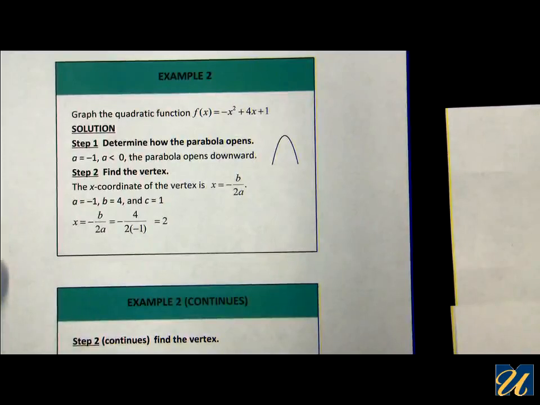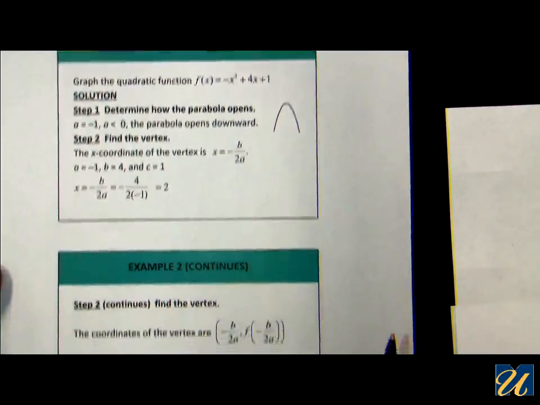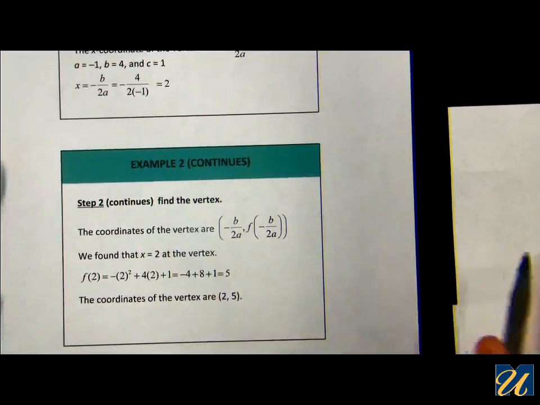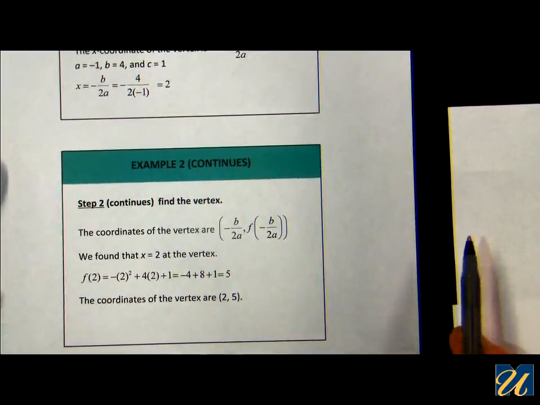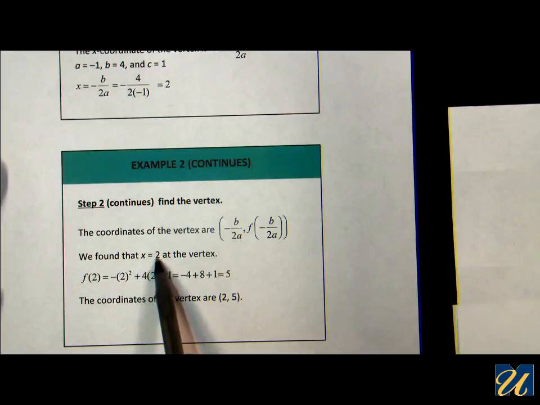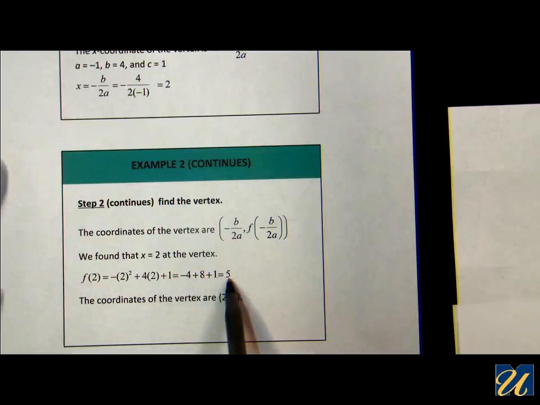Now we need to get the y-coordinate. The y-coordinate is found by substituting the x-coordinate, which we already found, 2, the x-coordinate of the vertex, into the function and manually computing with arithmetic the value of y. And when that happens, we get 5, so the vertex is at 2, 5.